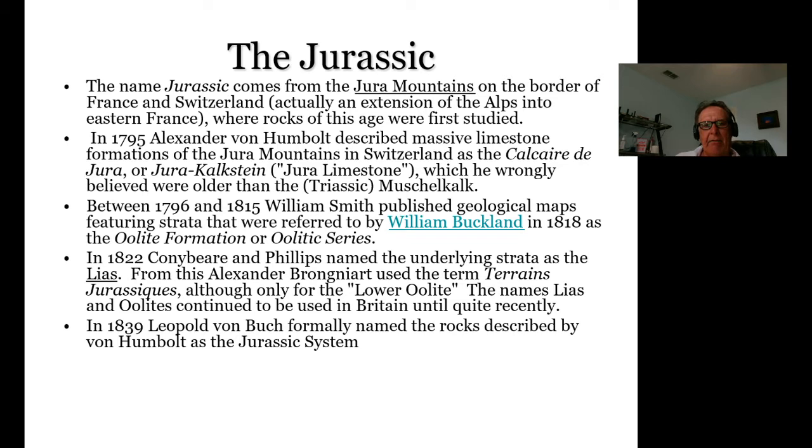And he wrongly believed that these were older than the Triassic. So he described the rocks, he called them Jurassic, but he thought at the time that the Jurassic was actually older than the Triassic. And then a few years later, between 1796 and 1815, William Smith published a number of geological maps featuring strata that were referred to by Buckland in 1818 as the Oolite Formation or Oolitic series.